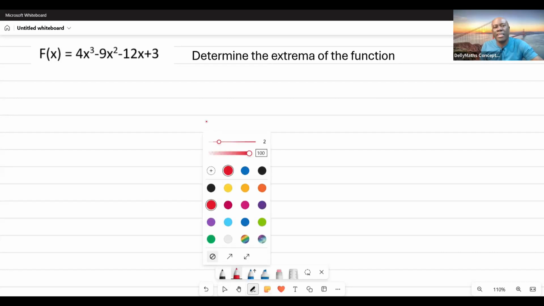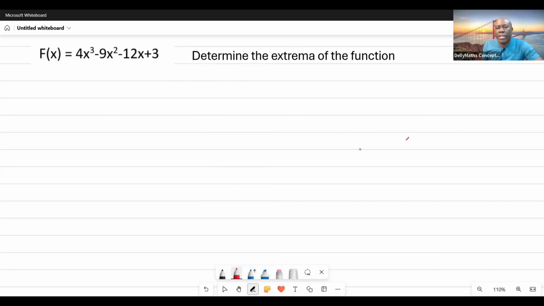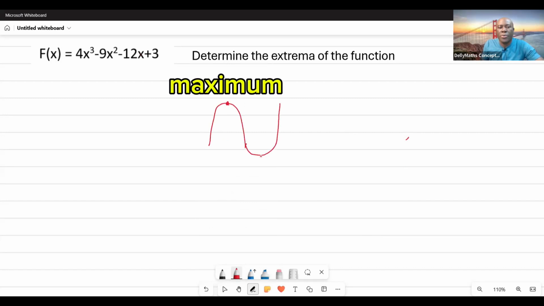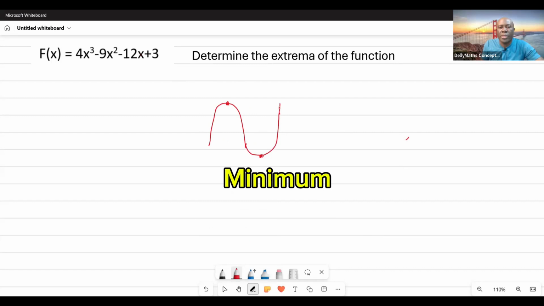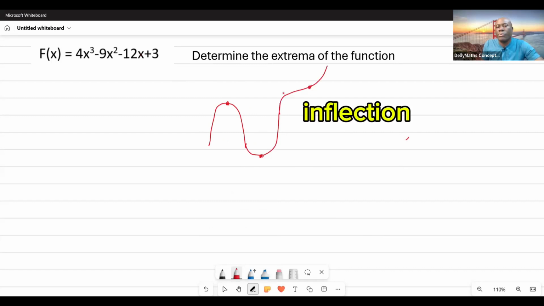What we're looking at today is we want to determine the extrema of this function. When we refer to the extrema, we're wondering if at a certain point there is what we'll call a maximum, or it could be a minimum, or it could be a case where we have one of those saddle points that we call an inflection. So we're going to check to see which one of these we're looking at. Is it this case, or is it this, or is it this one?